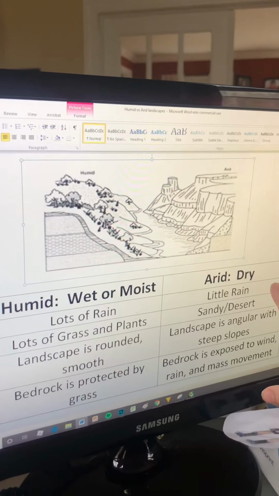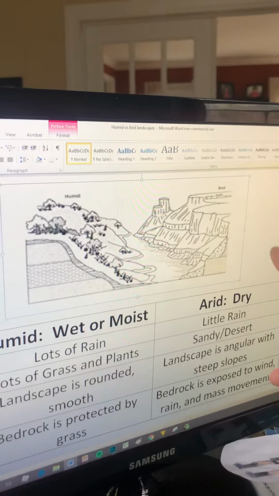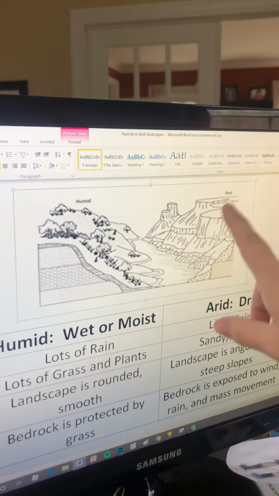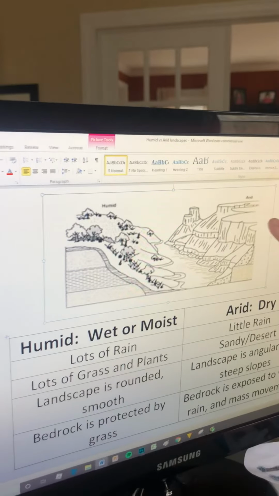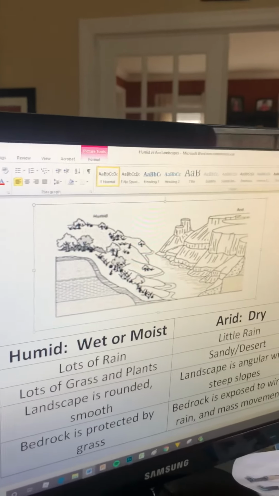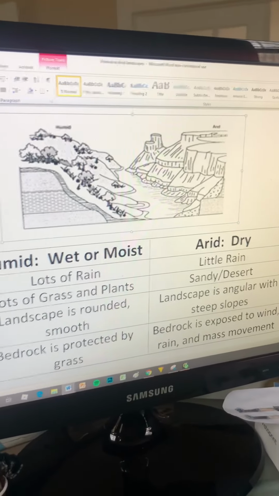When we have an arid, dry environment, like a desert, there's very little rain, and the sand gets moved around because there's nothing to hold it in place. So the wind and the mass movement can pull it out. Bedrock is exposed, and the landscapes look very different from when they're humid to arid. Hope that makes it clear.